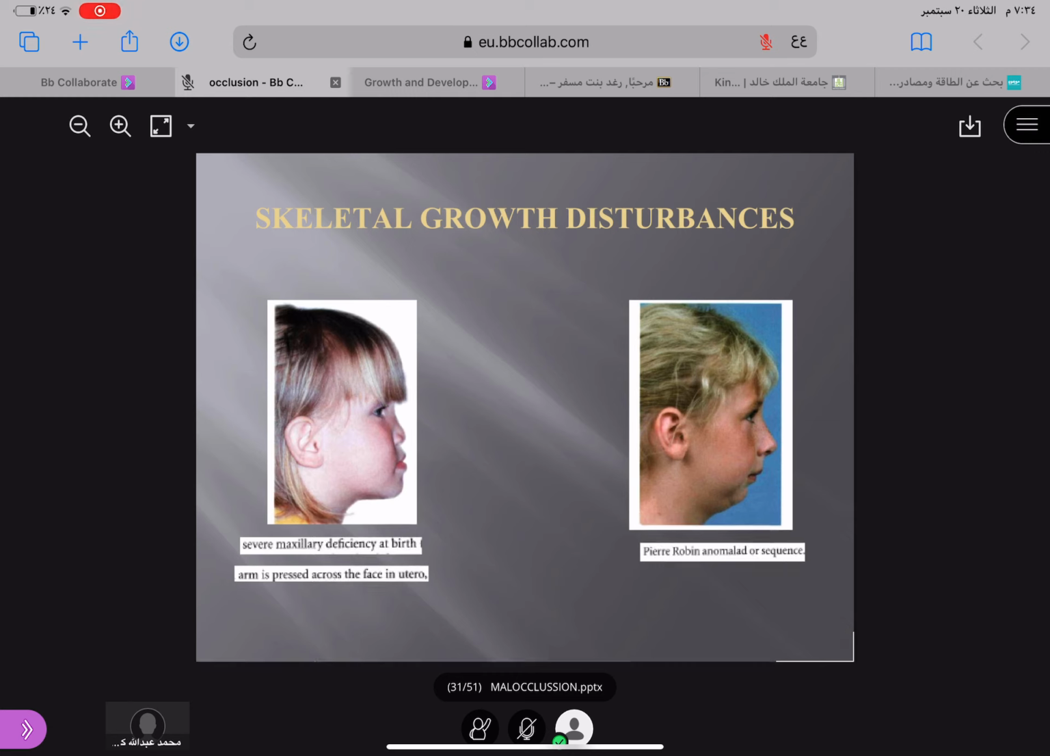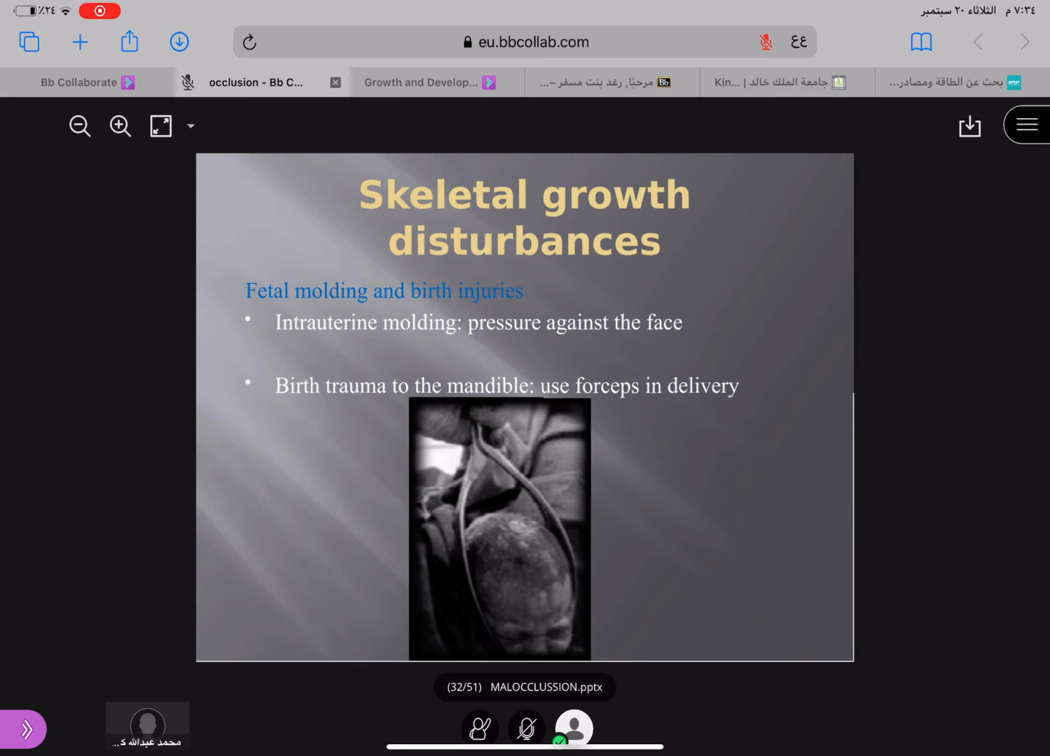Skeletal growth disturbances: Pierre-Robin triad, or Pierre-Robin anomaly, results in severe maxillary deficiency. Skeletal growth disturbances are caused by fetal molding and birth injuries, intrauterine molding, pressure against the face, or birth trauma to the mandible because of the forceps used in deliveries.